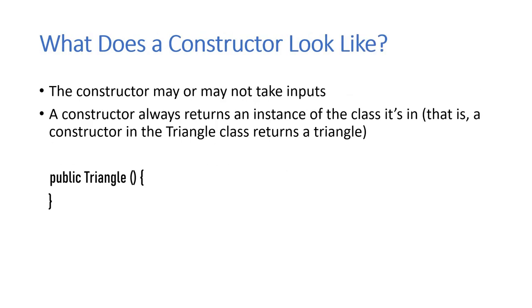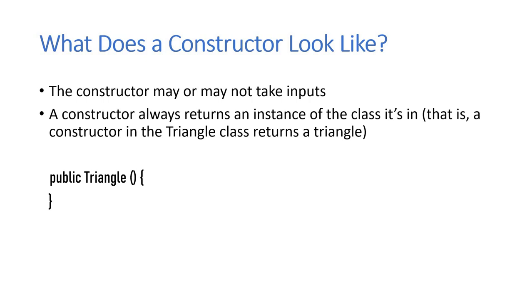What does a constructor look like? Since it's a function, it has a name, and the name is always the same as the name of the class. So in this case, Triangle. Then we have open and close parentheses for the inputs to the function and brackets for the implementation of the function. Right now they are empty. For the return type, the constructor always returns an instance of the class. In this case, an instance of the Triangle class.